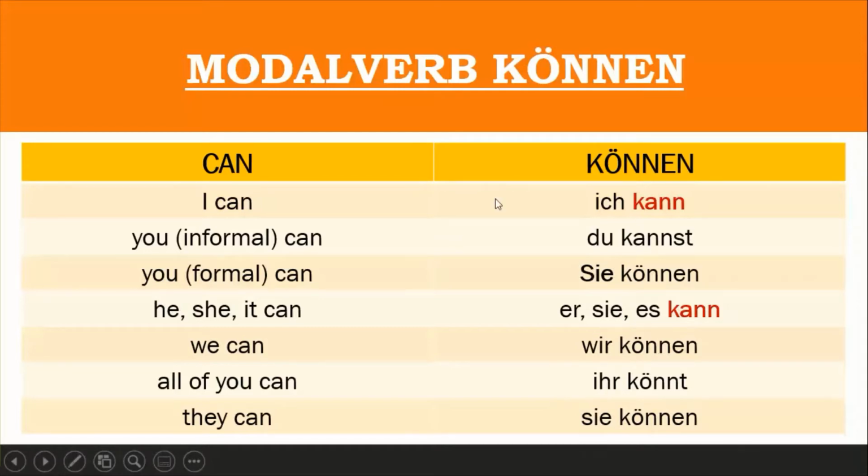So this was the conjugation of the modal verb können. And this is how all the other modal verbs are conjugated too. But they will come in my later tutorials.